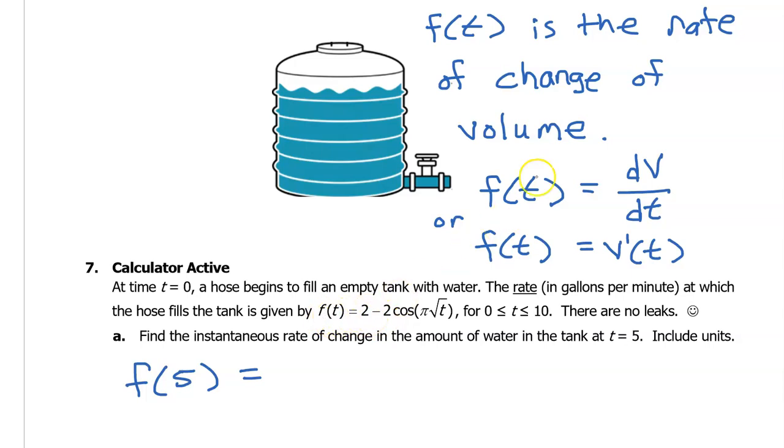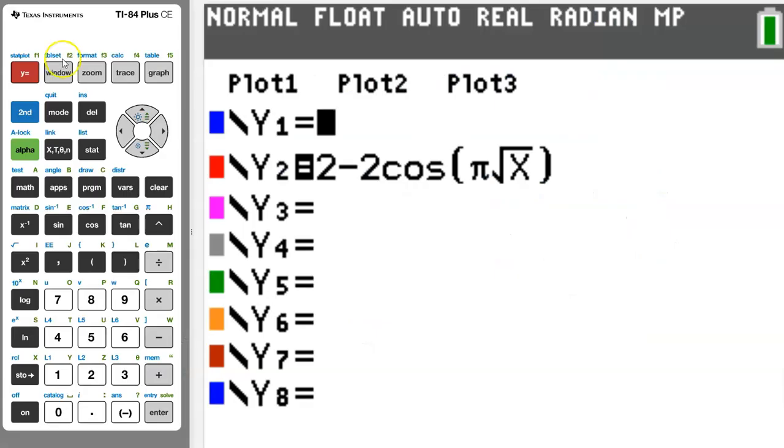I'm going to think of this as the rate of change, so I'm really thinking of it as V prime. So I'm going to put it on y2. We had 2 minus 2 cosine pi radical t. I'm going to use an x on the calculator instead of a t, but there it is. The function is written as y2.